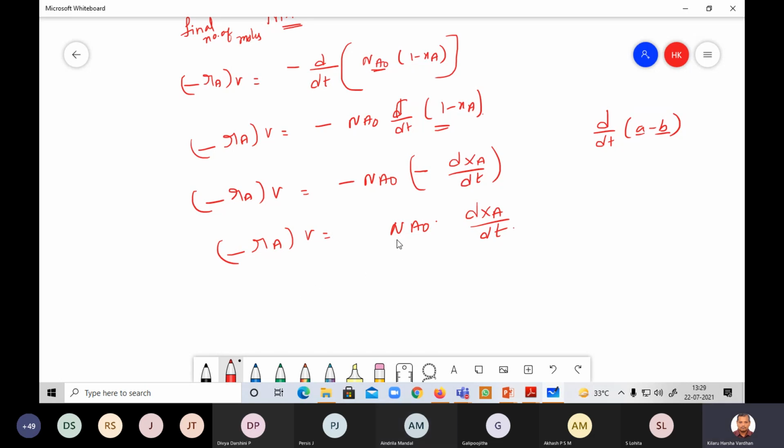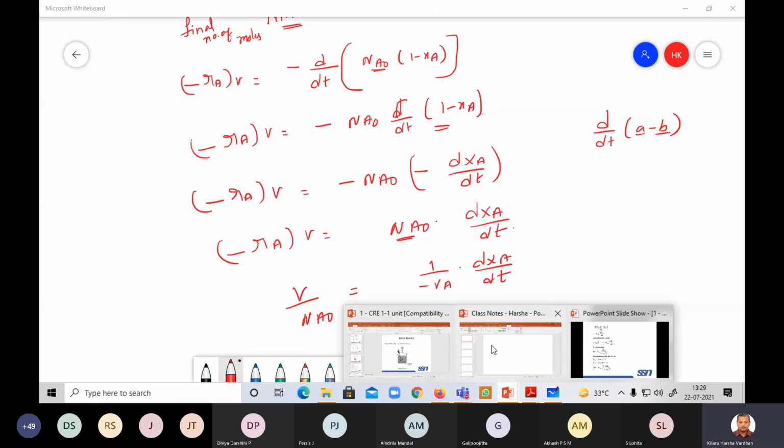So, Na naught is constant. So we write V by Na naught is equal to 1 by minus Ra into dXa by dt. Can we write like this? I'm just shifting this here, shifting this here. Correct. So you can keep it like this, or if you want to, you can do it as I'm going to show you now.